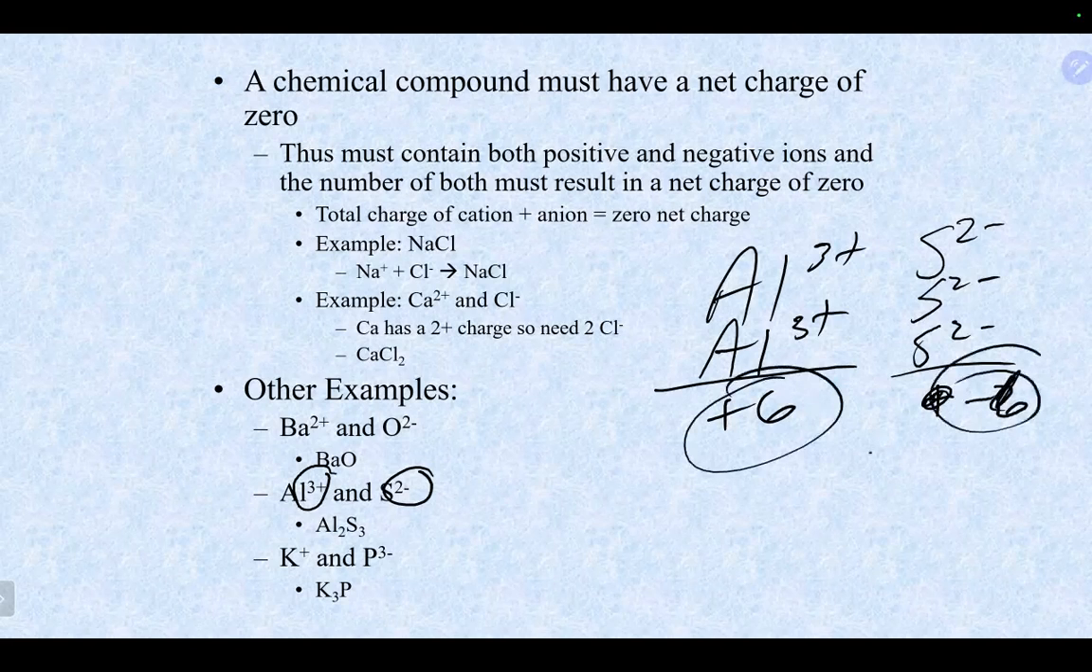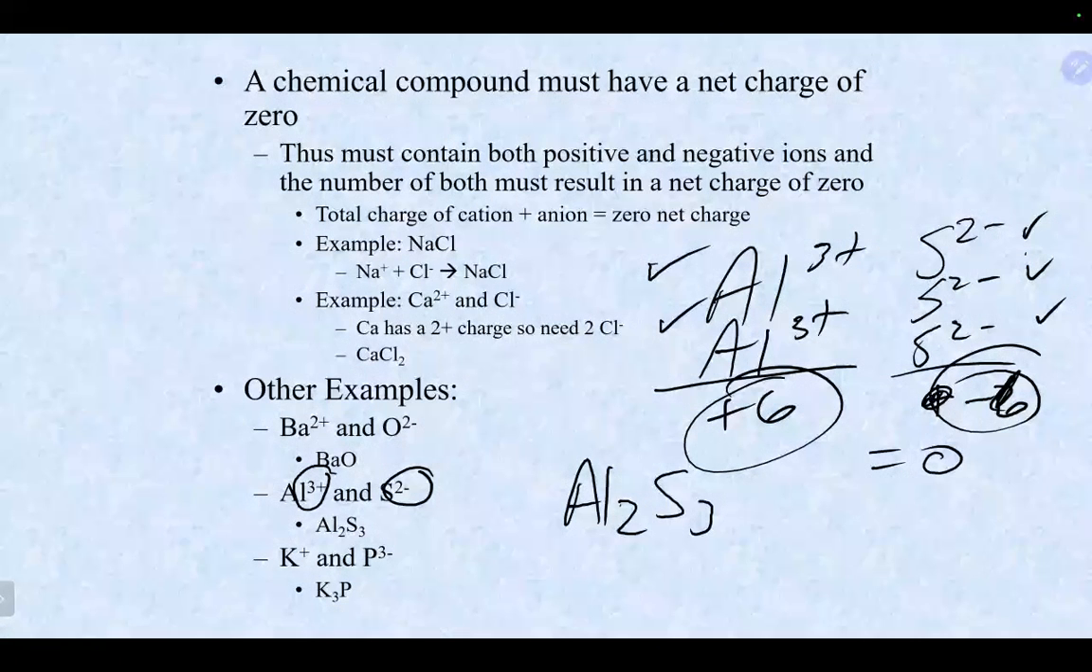+6 minus 6 equals 0. So that is why the formula here would be Al2, because there's 1 and 2, and S3 because there's 1, 2, and 3 of them necessary to get us to that formula. Question on that there?